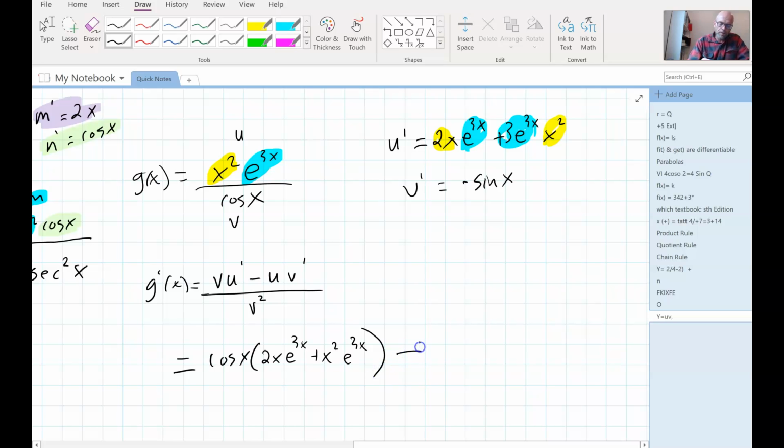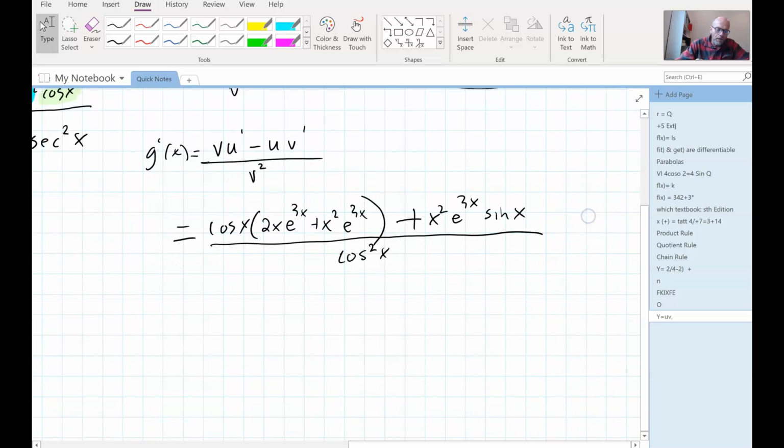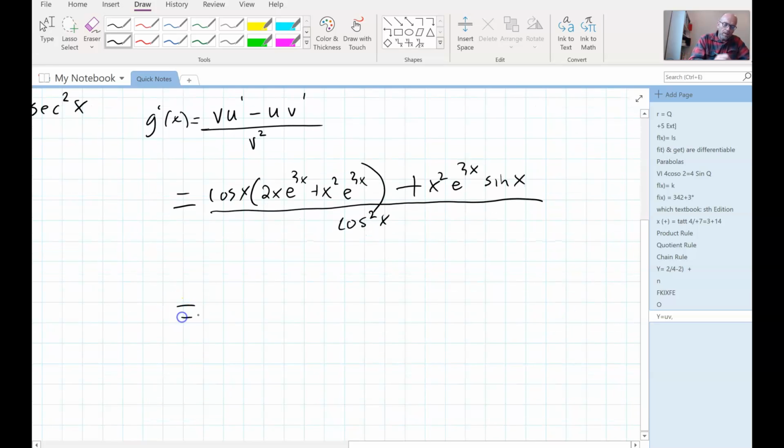And then I'm going to subtract from that a u. Well, u is just x squared e to the 3x times v prime, which would be negative sine x, so I'll just make that positive and put a sine x there. Now on the bottom I need v squared, which would just be cosine squared. So again, I went off to the side and found my derivatives that I needed, came back and plugged them into the formula. Now we just need to simplify this a little bit, so let's simplify it.